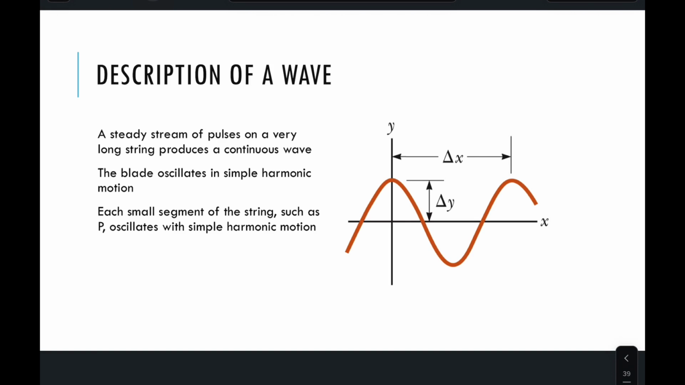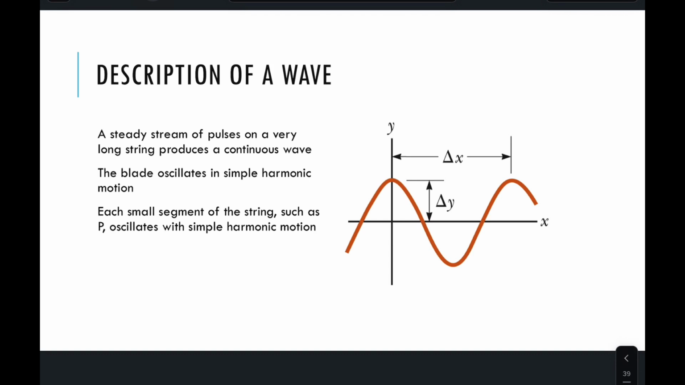Description of a wave. A steady stream of pulses on a very long string produces a continuous wave, because the blade keeps on moving. The blade oscillates in simple harmonic motion. So the vibration of the blade produces a wave. That is how we know it is in simple harmonic motion, because it keeps on moving up and down about the equilibrium position, and it obeys Hooke's law. Each small segment of the string, such as point P, oscillates with simple harmonic motion as well.